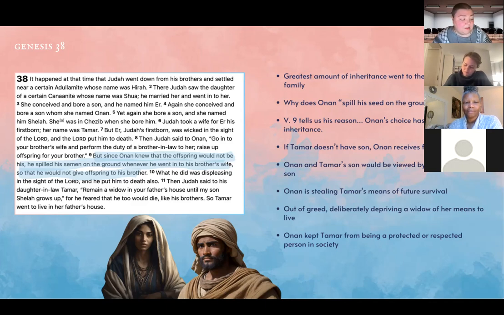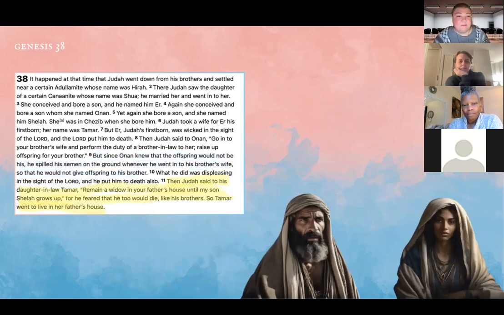So if we begin to see now, Onan through his actions is stealing Tamar's future survival. He is deliberately depriving a widow of her access to life support and living. He's keeping her from being protected or a respected person in society because Onan wants the lion's share of his father's inheritance. Now, this theme in the story is further highlighted if we see how it continues. Let's keep reading. Verse 11.